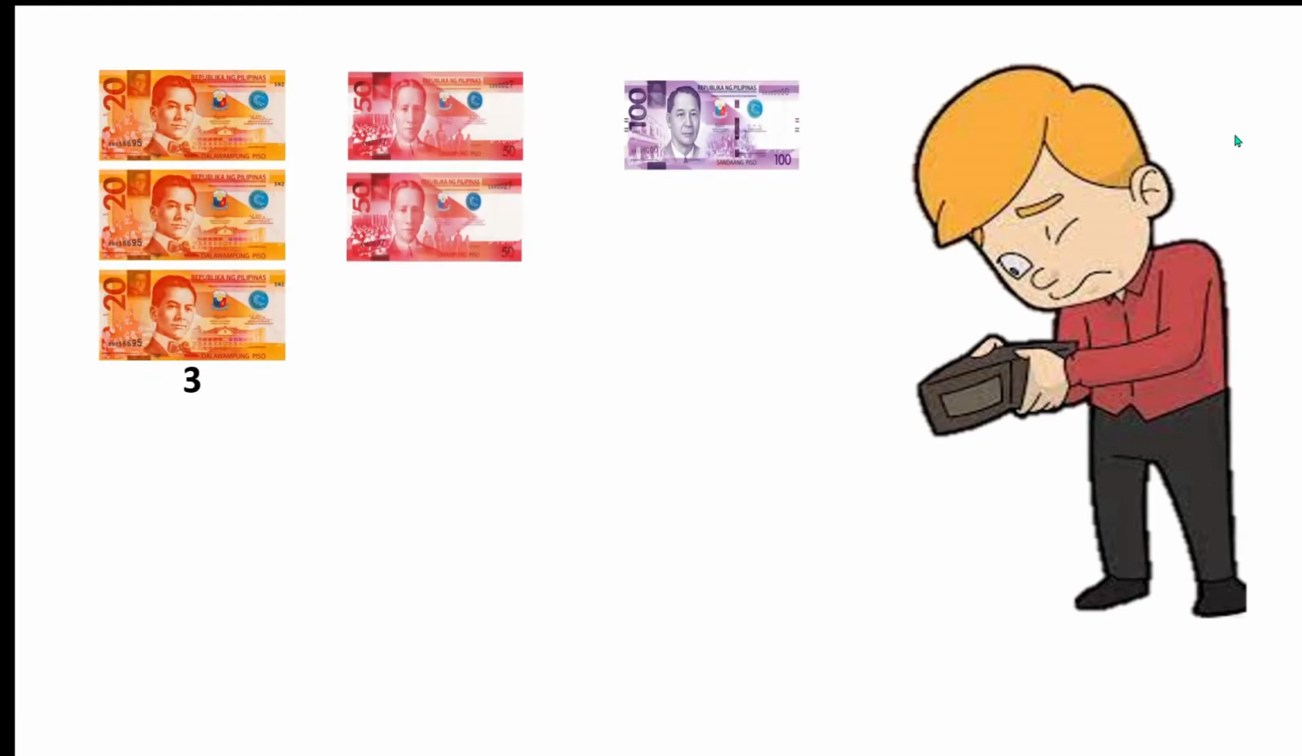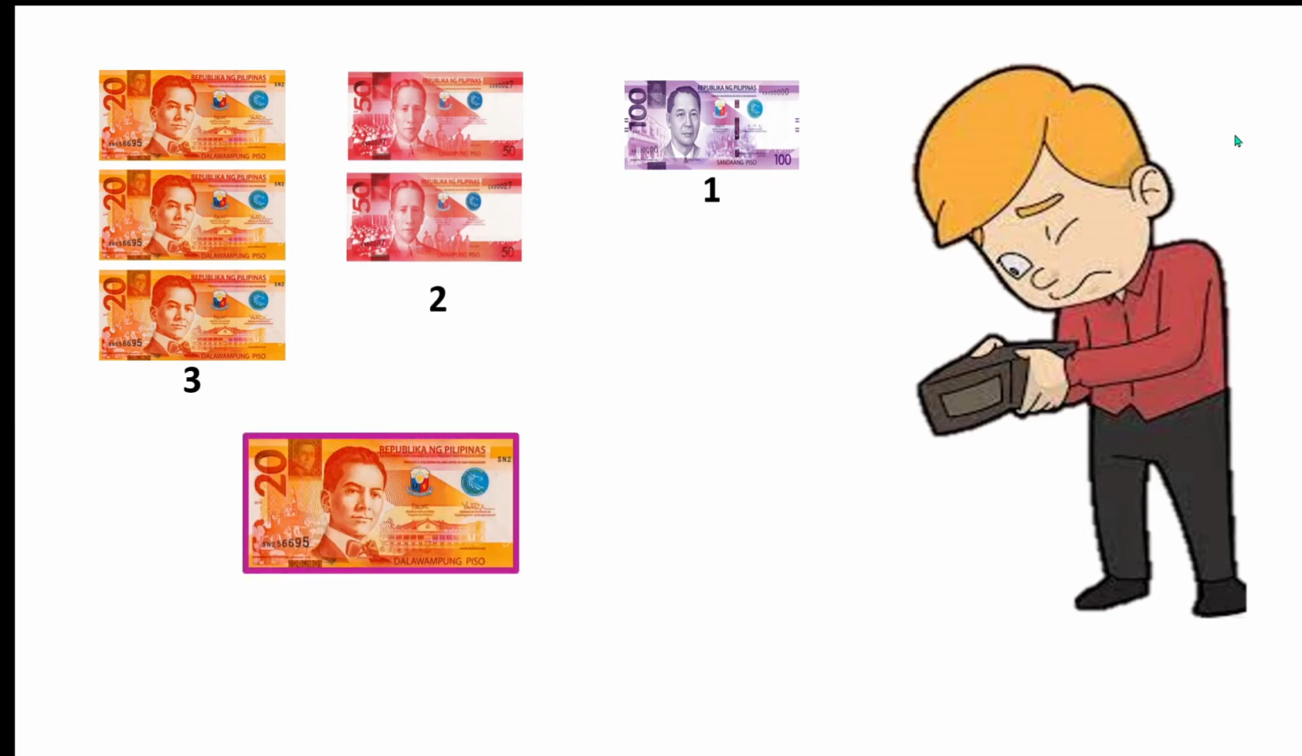Suppose you have 3 20 pesos, 2 50 pesos, and 1 100 pesos. What bill do you have the most in your wallet? Correct! 20 pesos, since 20 pesos appears most in your wallet. And if there is one mode, just like the 2 examples earlier, we called it as unimodal.